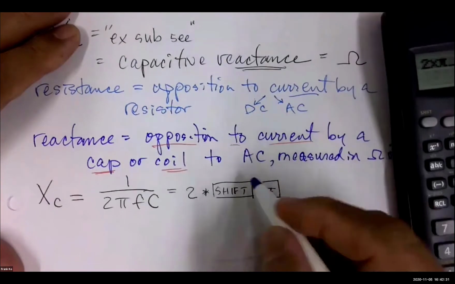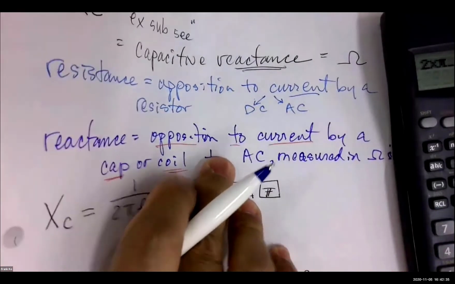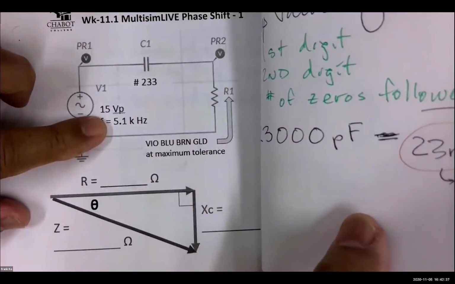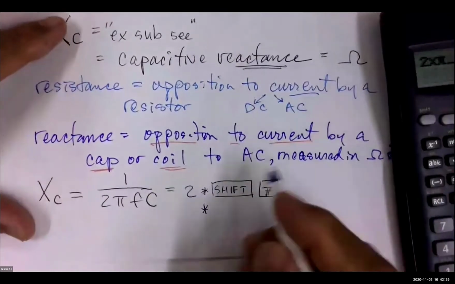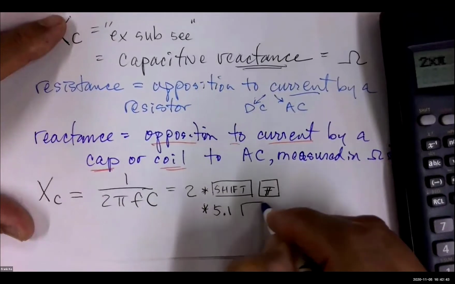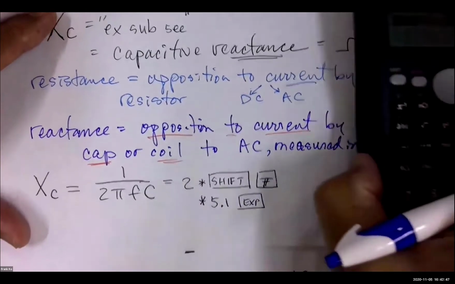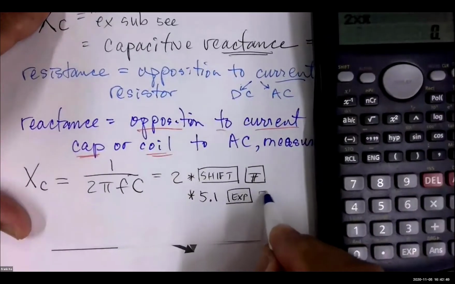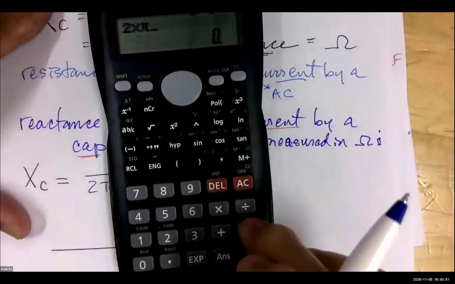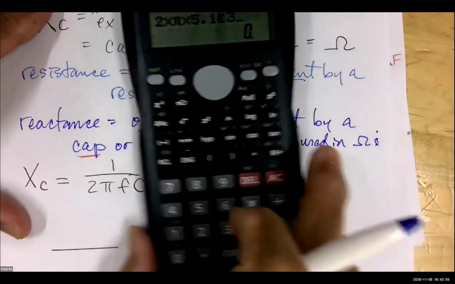Then we're going to multiply this by our frequency, and our frequency in this case was given as what? 5.1 kilo. So I'm going to put in 5.1 EXP, and kilo is what power of 10? 3. So I will do times 5.1 exponent 3.